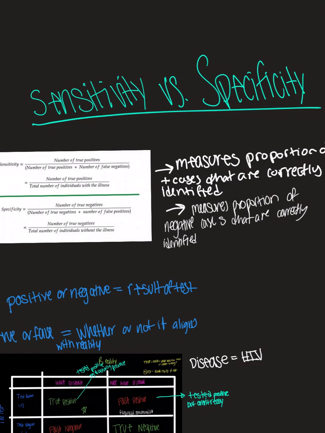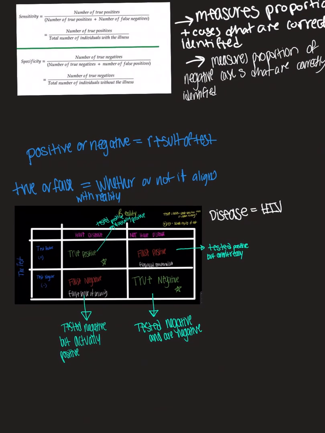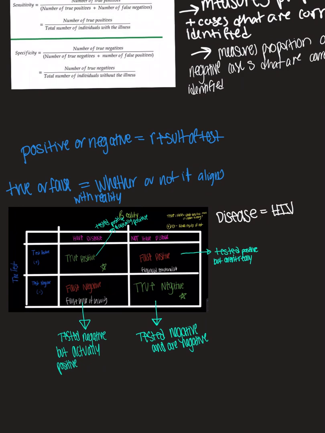So when they're referring to true or false, that usually refers to whether or not it aligns with reality. And positive or negative is the actual result of the test. So here, below, I use the example of HIV.